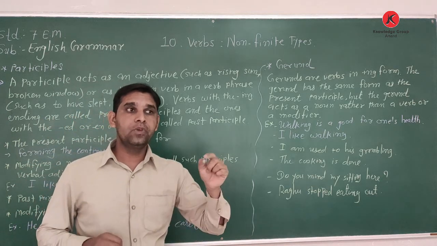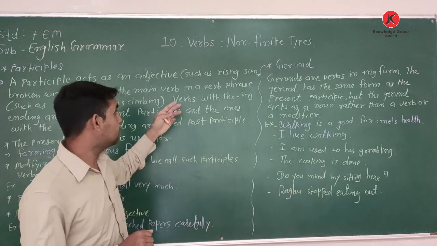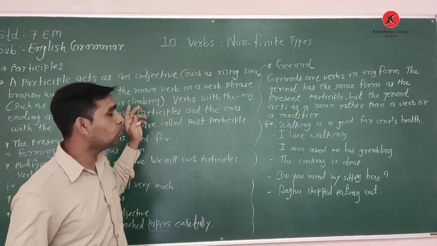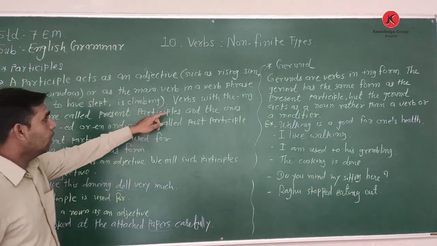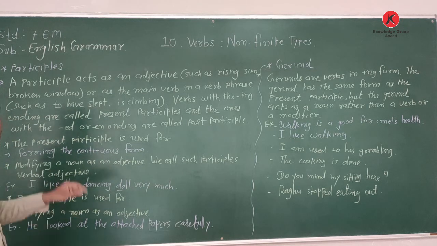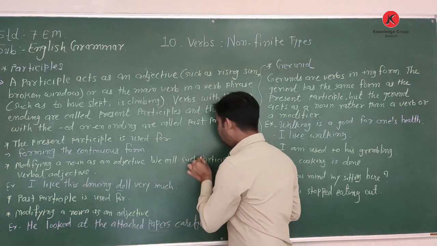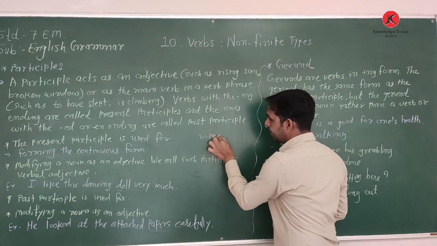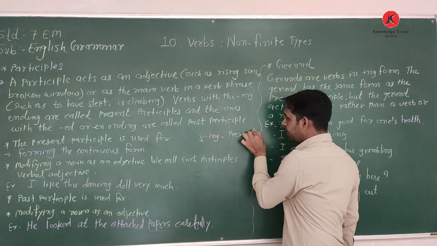It means we use have, has, had with the past participle, and with to be we form it with ing, which gives the present and past forms. Verbs with the ing ending are called present participles.